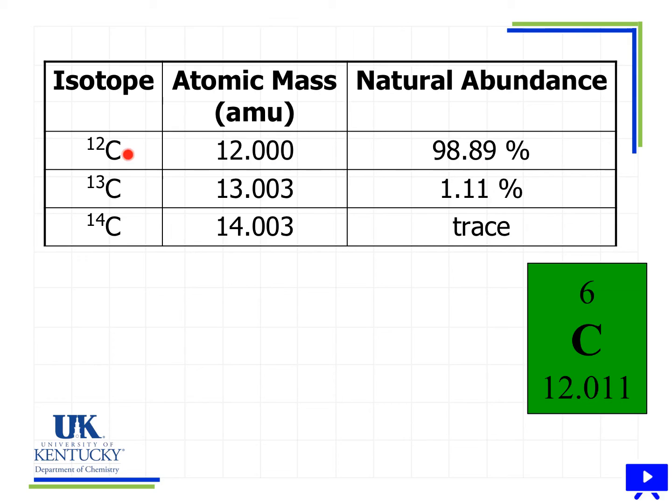So here we see carbon 12, the most common isotope, almost 99%, and we see that the average atomic mass on the periodic table is closest to 12. So we can determine the most common isotope from the information given in the periodic table.